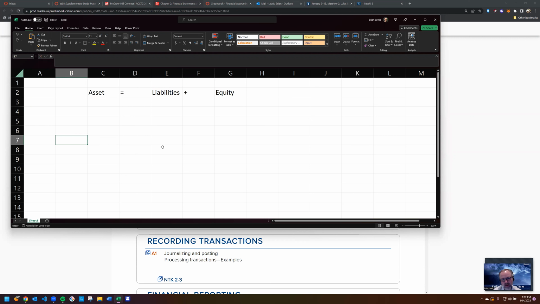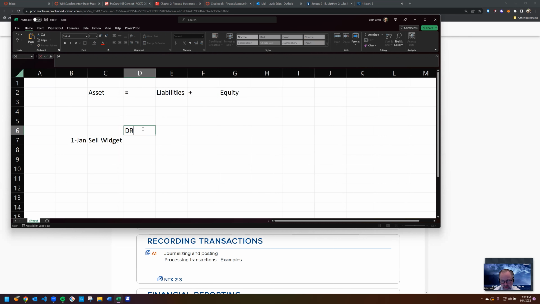So let's say in some of these, 1-1, there was we sold, I don't know, we sold a widget. Okay, sell widget, and we sold it for $100, let's say. Okay, well, in the most simplest way, let's say this is a debit and this is the credit side of the journal entry. So I'm just creating a journal entry here. Usually has a date, it has a description.